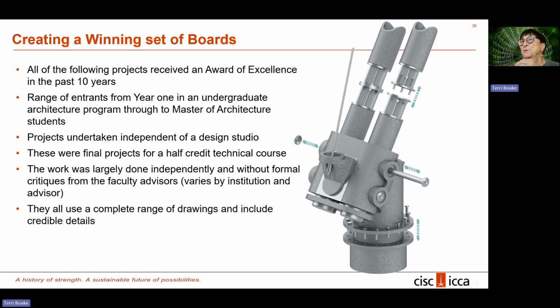All the projects that I'm including were undertaken independent of a design studio. If you are doing one in a design studio, that's great. But if you are not able to engage in the project competition within a design studio, you are very free to submit independently. So all of the projects I'm including here were final projects for a half-credit technical course. The work was done largely independently and without formal critiques from the faculty advisors. This does vary by institution and advisor. So if you have an advisor at your school that's willing to give you some critiques, that's wonderful. If you have to work completely independently, you're also permitted to engage the competition. They all use a complete range of drawings and include credible details, and that is something that is pretty critical in creating that winning set of boards.